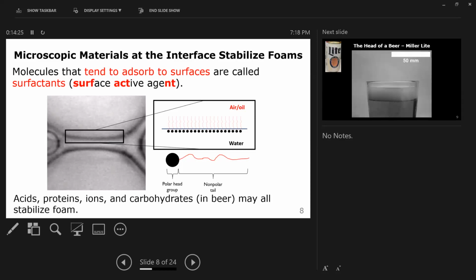And it turns out that beer has a ton of stuff in it that can make things stable. You can't see down here, but acids, proteins, ions, carbs can all stabilize foam.